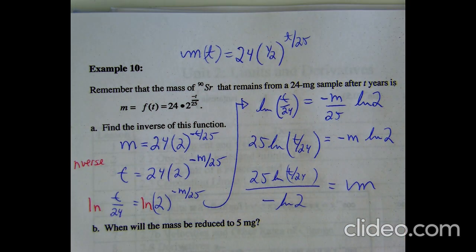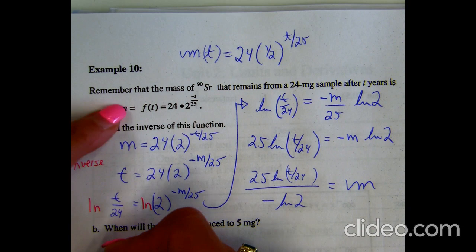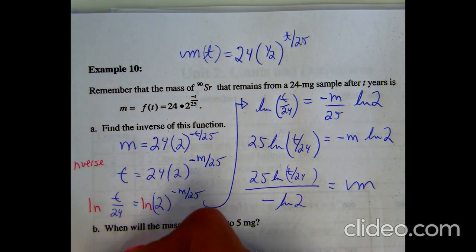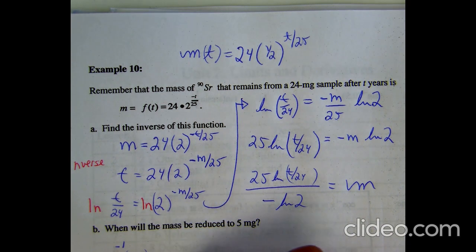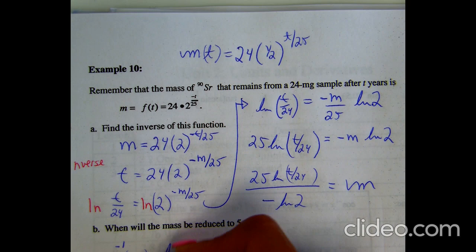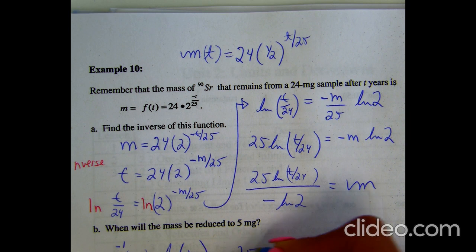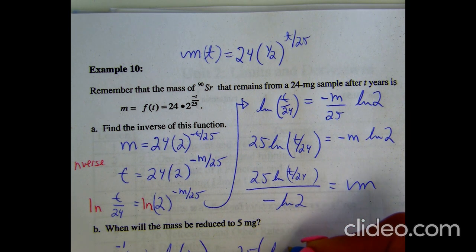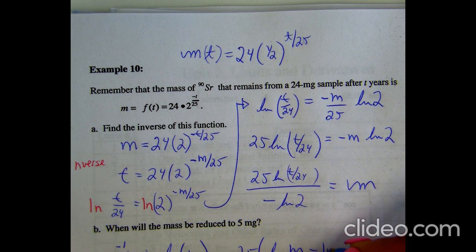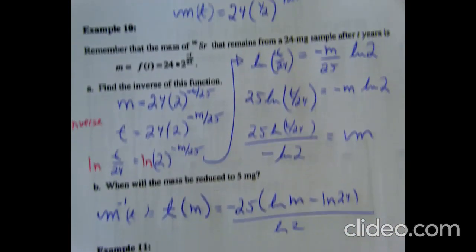So that's the inverse. So we would say not m is equal to this, but now m inverse of t is equal to, we'd say t at this mass is negative 25 times the ln of m minus the ln of 24 all over the ln of 2.